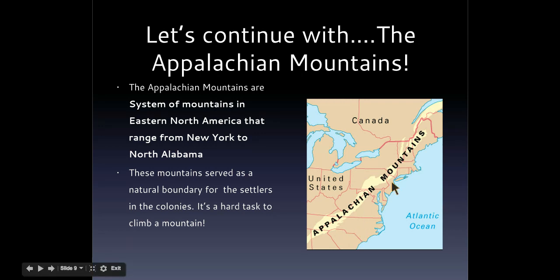The settlers, for the most part, stayed on this side of the mountains just because they were really hard to get over. Now I want us to definitely write the first bullet point down, that the Appalachian Mountains are a system of mountains in eastern North America, and that they served as a natural boundary for the settlers. This is going to be super important as we get closer to the American Revolution.